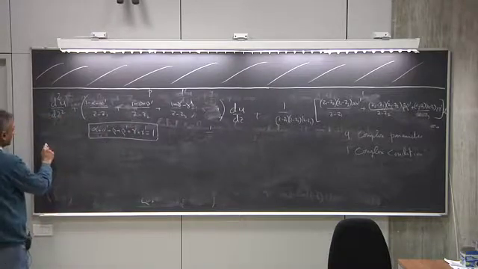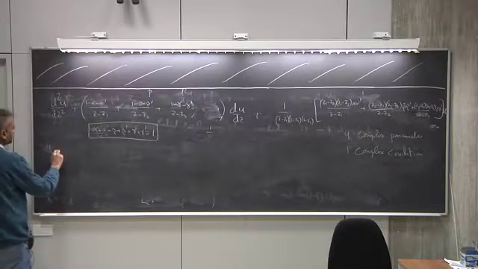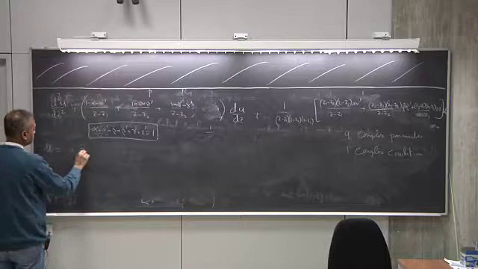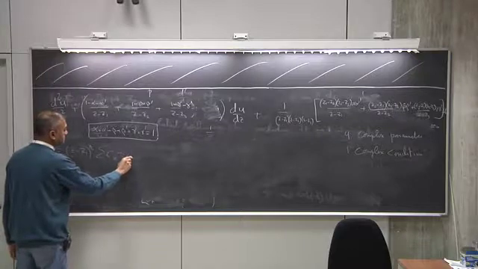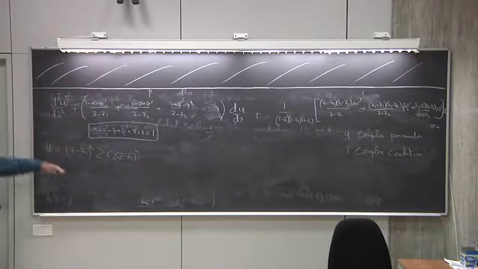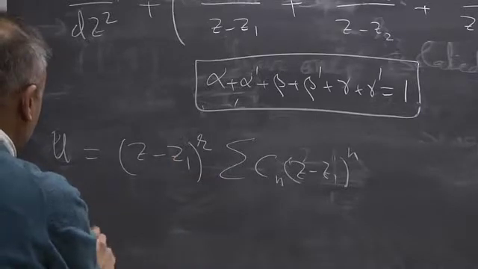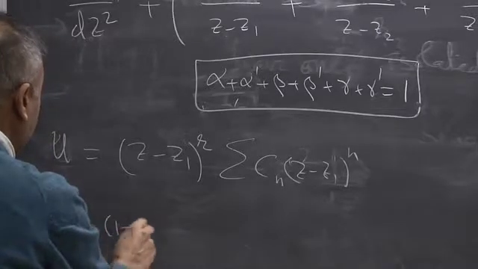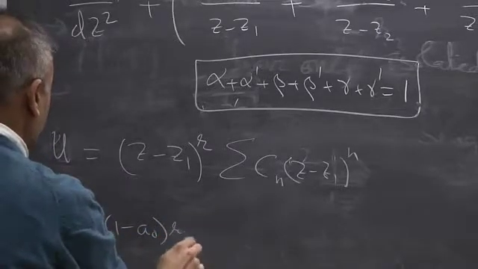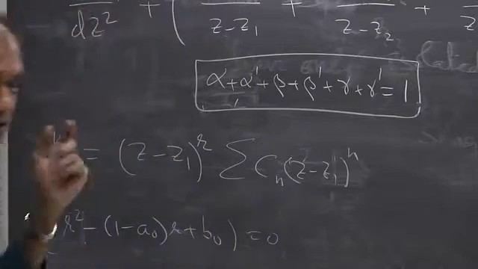So let's expand around Z1. Expand the U in a power series around Z1, so we are looking at Z minus Z1 to the power of R, and then you have some series expansion. Let's plug that in here. What is the indicial equation? You remember the equation was R times (R squared minus 1 minus A0) R plus B0, equal to 0.